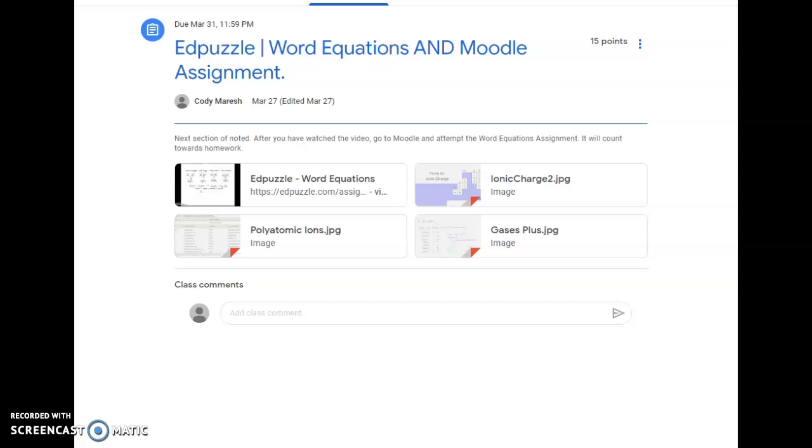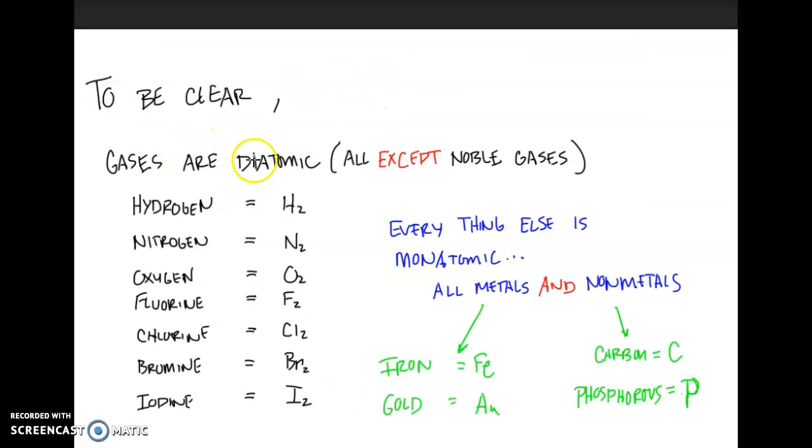So here we go. You must watch this Edpuzzle video. You have to do it because that's my best outline I could give you of this method, the way I've been teaching. I reference in that video something about gases and how they're diatomic. So I gave you a list here of the diatomic gases, and I'll show it to you now. When you see a word equation, if you see the words hydrogen, nitrogen, oxygen, fluorine, chlorine, bromine, or iodine, they are going to be diatomic, so this is the symbol you're going to use.